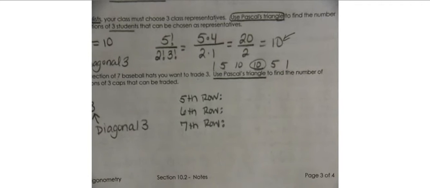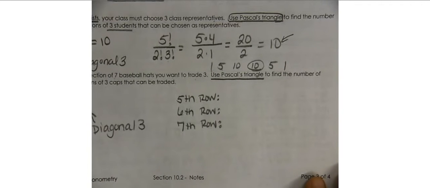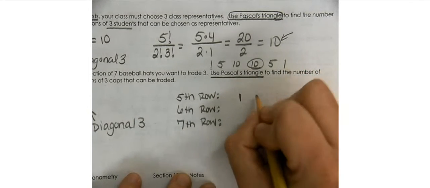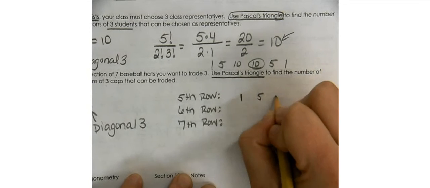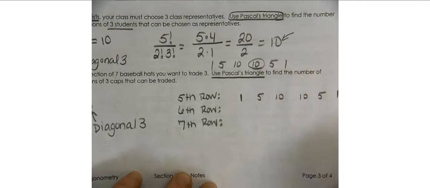So let me make sure that this is in focus for you. It doesn't look like it's very clear. So here we go. Row number 5, we know, I'm going to leave about a finger of space because it's going to go in a diagonal. Remember that this is a triangle. And I'm going to write the number 1. So this is 1, 5, 10, 10, 5, and 1.